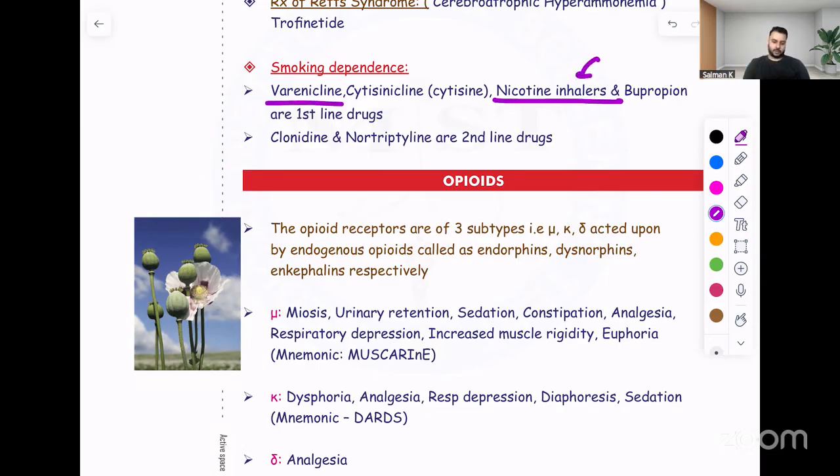And if you talk about the drugs, then nicotinic agonists are the best drugs. What are they? Varenicline. Okay, varenicline, this is your medicine right here.